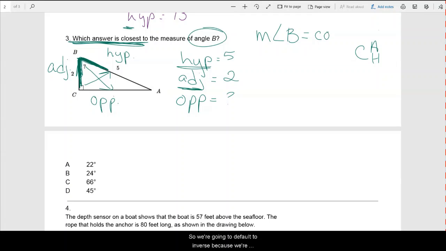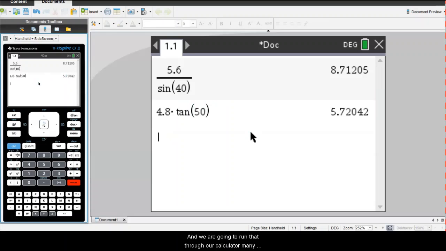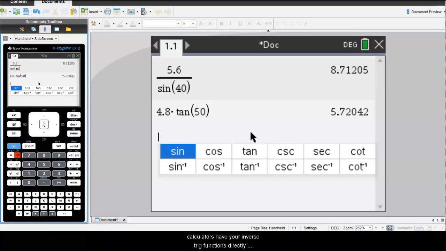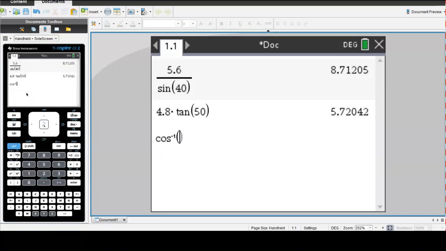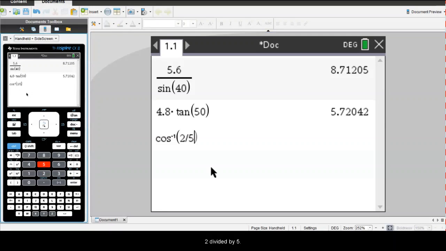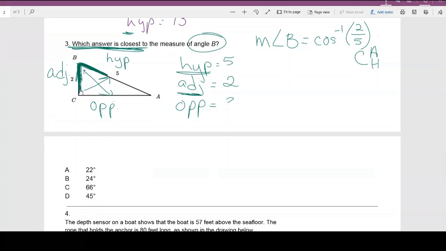So we're going to default to inverse because we're looking for an angle. Adjacent is 2. Hypotenuse is 5. And we are going to run that through our calculator. Many calculators have your inverse trig functions directly underneath your original trig functions. So we just have to go to cosine inverse, 2 divided by 5, and hit enter. And we get 66.42 degrees. So the measure of angle B is approximately 66.42 degrees. And the closest is C.